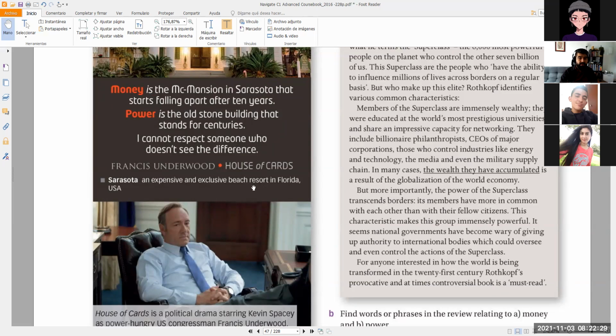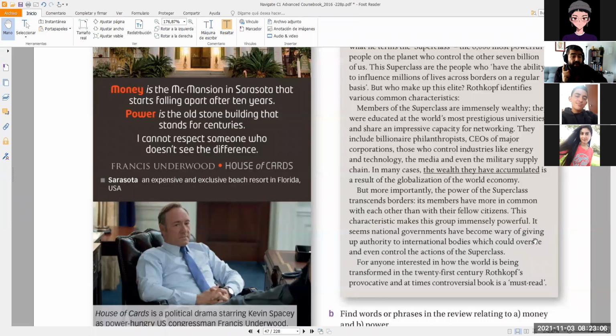actions. Okay, so basically, when you become wary of someone or something, it means that you don't trust that or him or her completely. So to become wary is not to trust very much. You see, like them, you don't really trust them. So what they say here is that, let's see the whole context. It says, but more importantly, the power of the superclass transcends borders. You see, and that has to do with what we were saying before. It transcends borders. Its members have more in common with each other than with their fellow citizens.